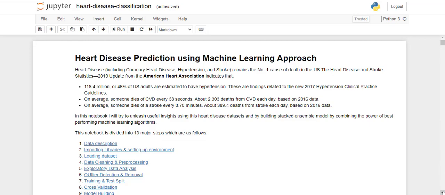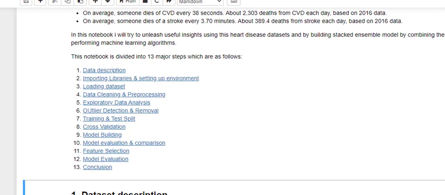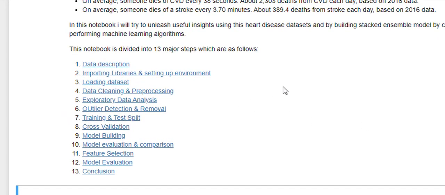So as you can see, this notebook is divided into three major steps. First one is the data description. We have already seen the data description. Next, importing libraries, setting up environment, loading the data set, data cleaning, exploratory data analysis, outlier detection and removal, training and test set split, cross validation, model building, model evaluation and comparison, feature selection, and again model evaluation and comparison after feature selection. And then the last one is our conclusion part.